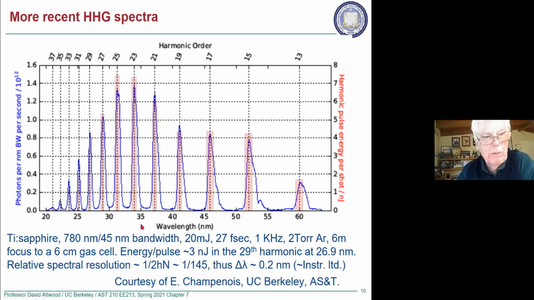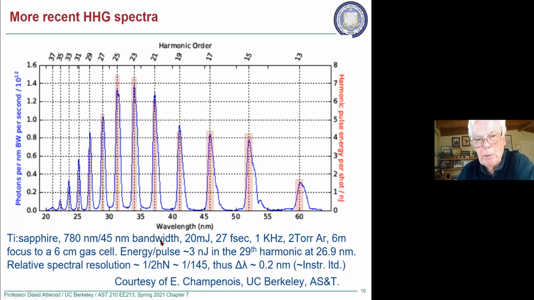But anyway, here are some typical parameters again. Ti-sapphire laser, we often say 800 nanometers. It's quite a broad spectrum, but here it's 780 nanometers with a bandwidth of 45 nanometers, so not quite 1 out of 20. This is at 1 kilohertz, and the energy per pulse is 20 millijoules, so it's a lot. The pulse duration is 27 femtoseconds, into a gas of argon atoms at 2 torr. It's a 6-meter focus to a gas cell.